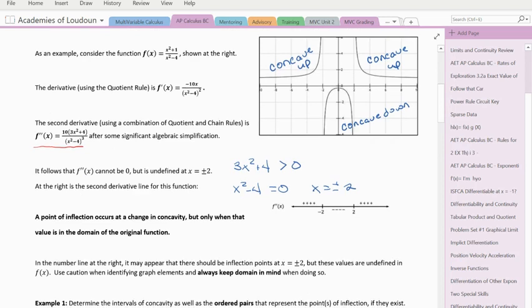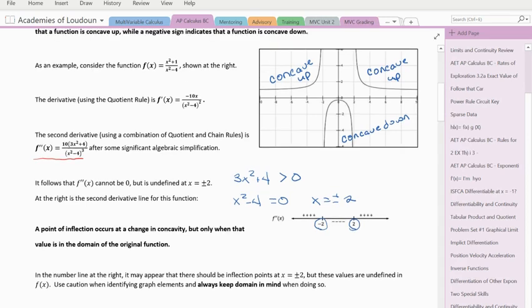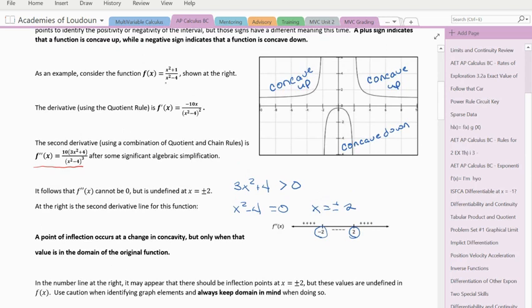But a point of inflection will occur at changes in concavity, but only when that value is in the domain of the original function. So if we look at the number line, it'll appear that there's a point of inflection at x equals -2 and +2. But when we go back to the original function, we can see that the function is not defined at x equals +2 and -2. So therefore, we don't have a point of inflection.